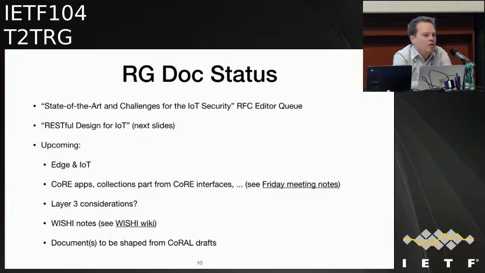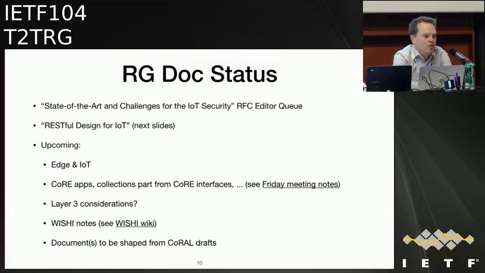So we've been discussing having a group of documents around that space. For example, one part from the core interfaces draft that has been in the core working group could become an RG document giving guidance on how you work in this environment. Also, there's a bunch of other documents where you can have a look at the Friday meeting notes for more details.